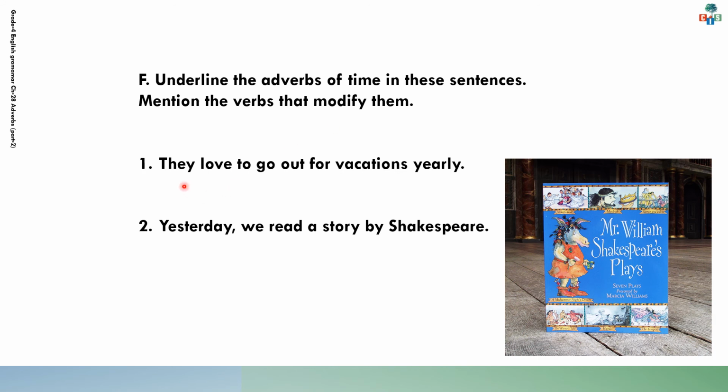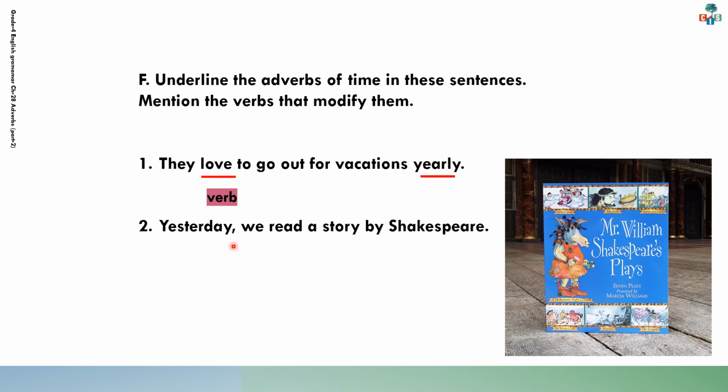See number 1. They love to go out for vacations yearly. Now answer the question with when. When do they love to go out for vacations? They love to go out for vacations yearly. So, yearly is an adverb of time in this sentence and the verb which it is modifying is love.